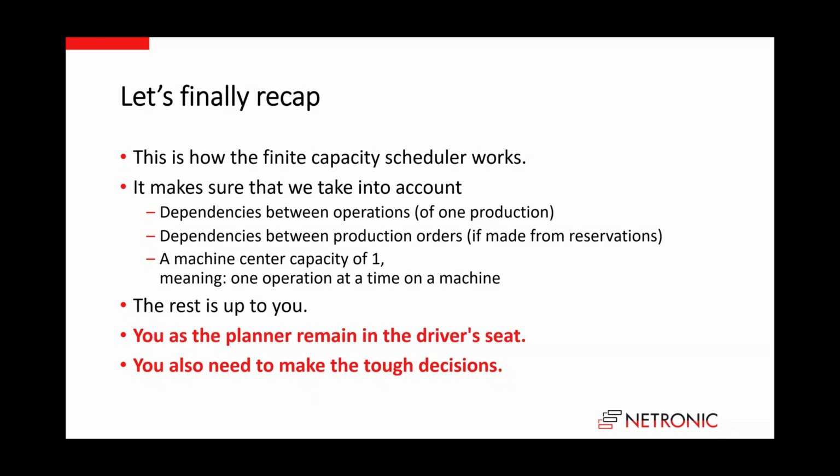Our finite capacity scheduling as part of the VAPs takes into account dependencies between operations of one production order, and it takes into account dependencies between production orders. So if you make reservations from one production order to another, and I did a webinar on this, I think 2 weeks ago, so if you have dependencies between production orders made from reservations, either independent production orders or as part of the make to order functionality within one production order, then we take this into account. And we take into account that the machine center capacity is one, independent of what you set in Business Central. So even if you set the Business Central machine center capacity to 3, we will ignore this information, and in the VAPs we will calculate, for the time being, with a machine center capacity of 1.